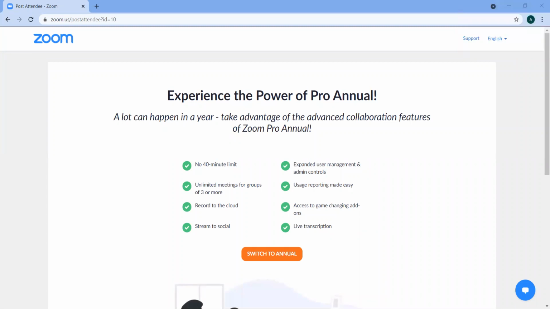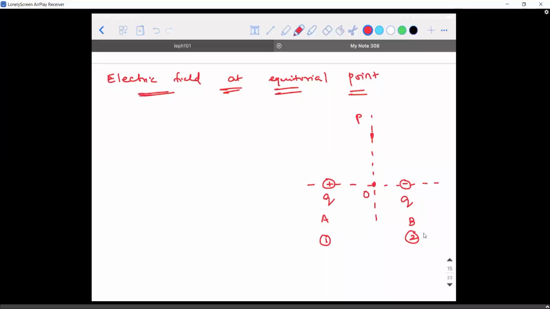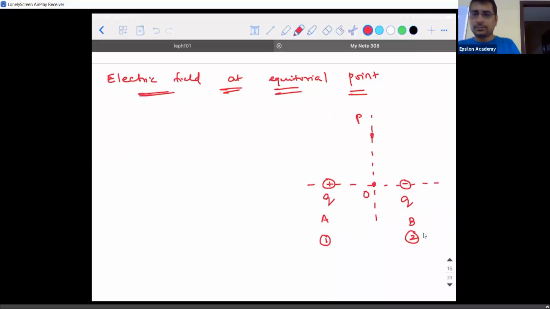Your screen is not visible, sir. It is showing the Zoom website only, sir. Is it visible now? Yes, sir. Now it is visible, sir. Okay.